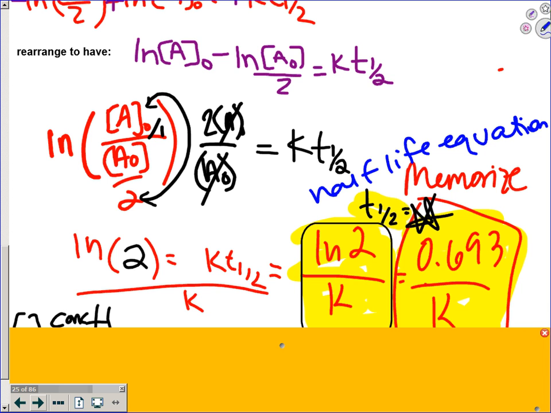But nobody's going to remember what ln of 2 is. It's hard to do that in your head, right? So I'll tell you: ln of 2 is 0.693. So the half-life is 0.693 over K. Okay, so if you have nothing else on your paper, you have the first order integrated rate law with a natural log in it. You have a graph with a what slope? Negative, and you have the half-life equation.